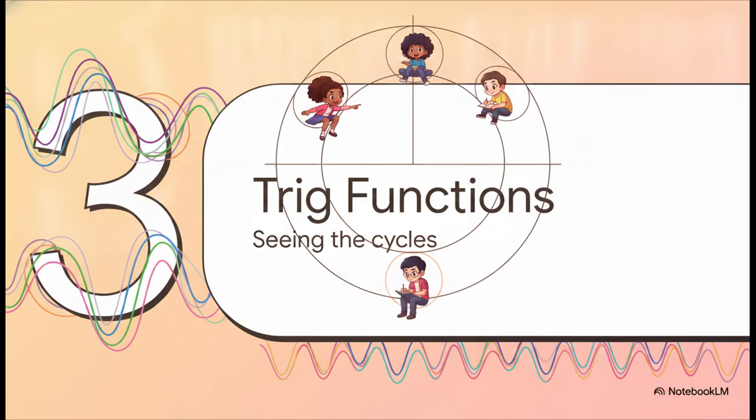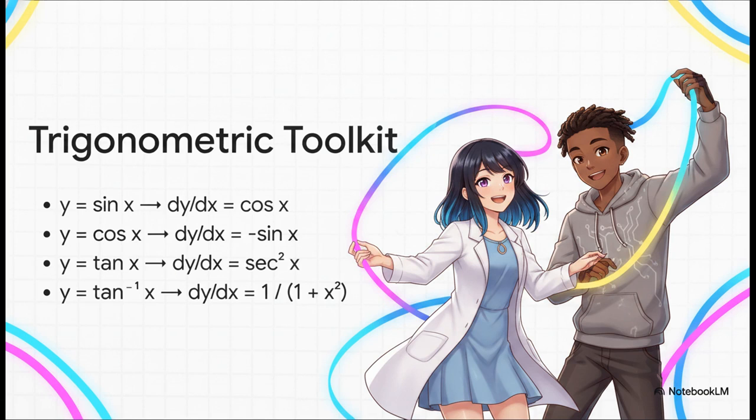Next up, section 3, tackling trigonometric functions and seeing the cycles. I know, trigonometry can seem totally overwhelming, but just think of this as your handy visual glossary. Just like the exponentials we looked at, trig functions follow this awesome cyclical nature. When y equals sin x, its derivative is simply cos x. And when y equals cos x, the derivative flips to negative sin x. They just do this little dance back and forth.